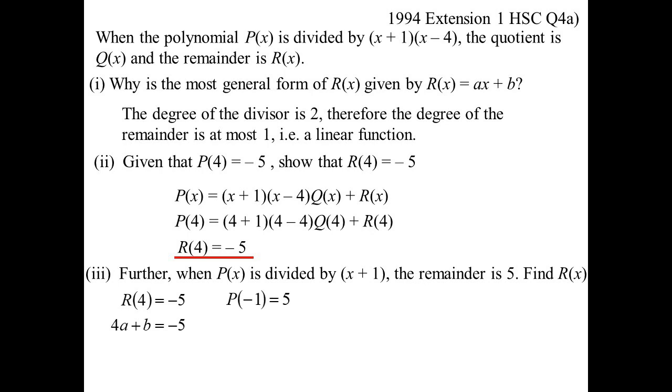We've also now been told, well, haven't been told, but we can conclude, so we now can conclude polynomial negative 1 is 5. Simultaneous equations, and we got a is negative 2, therefore b is 3. So our remainder, we said it was in the form ax plus b, so minus 2x plus 3.